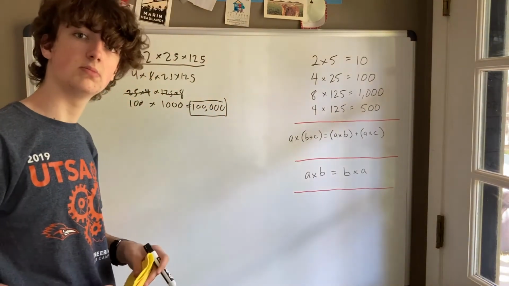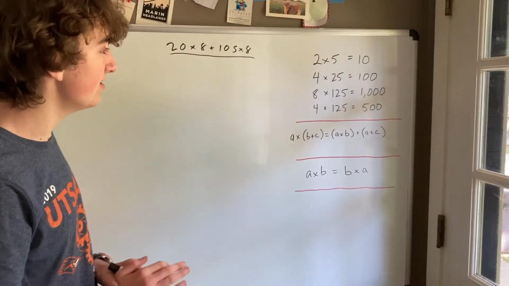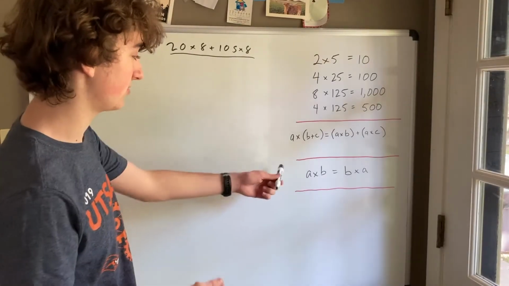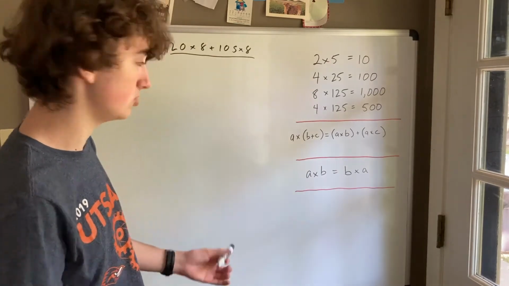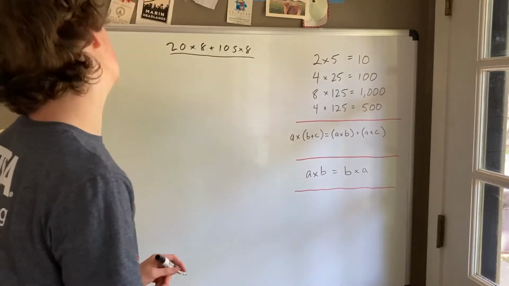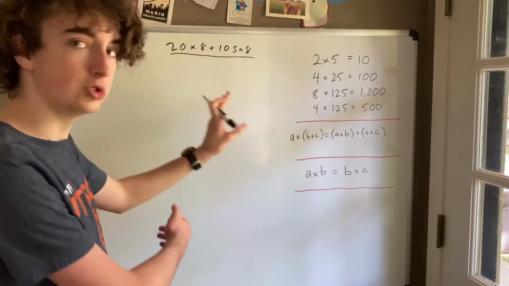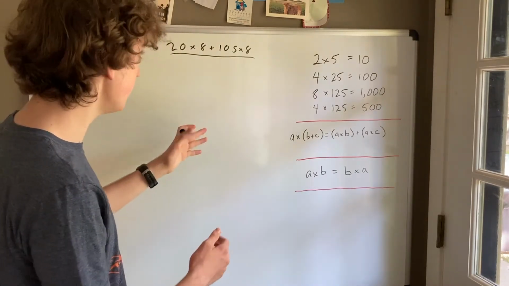All right, now that we have done a lot of work with the commutative property, let's take a look at how we can use the distributive property to solve some equations. Now, looking at this problem, there are 2 ways to solve it. There's the easy way and there's the hard way.